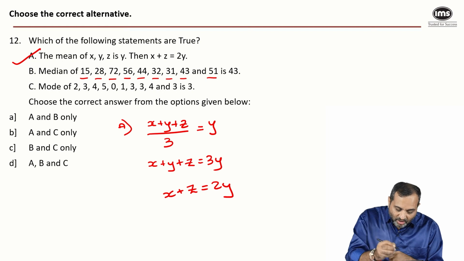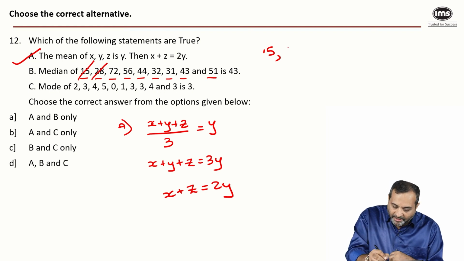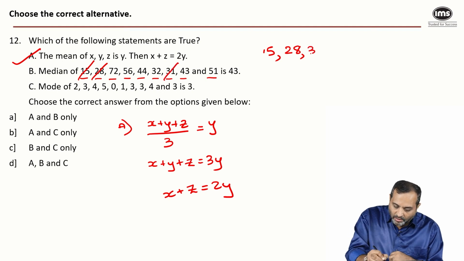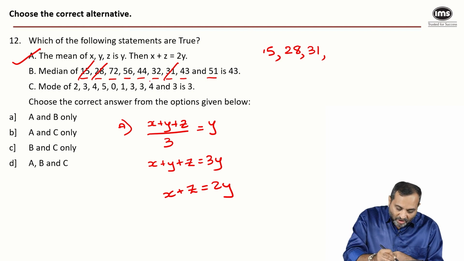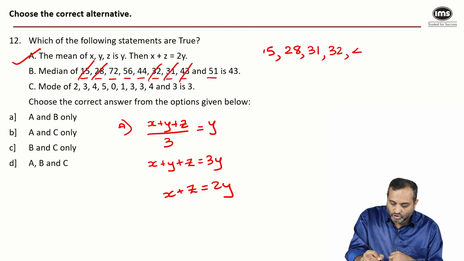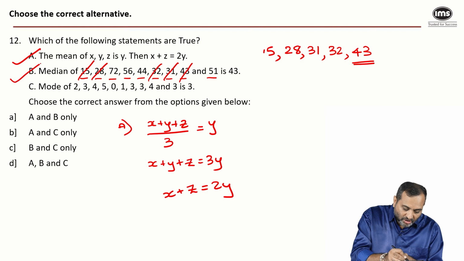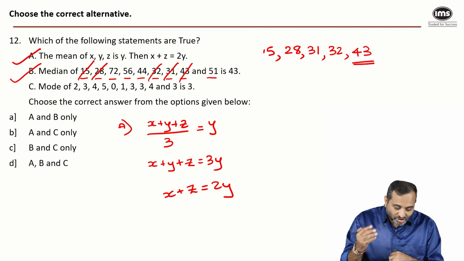So which is the smallest number that I have? The smallest number is 15. The next smallest number which I can see is 28. After 28, I can see 31. Remember, I need not arrange all the numbers. I just want the fifth number. After 31, I can see 32. And after 32, I can see 43. So do you see my fifth number is 43? Hence the median has to be 43. So the second statement is also true. Let's look at the third statement.